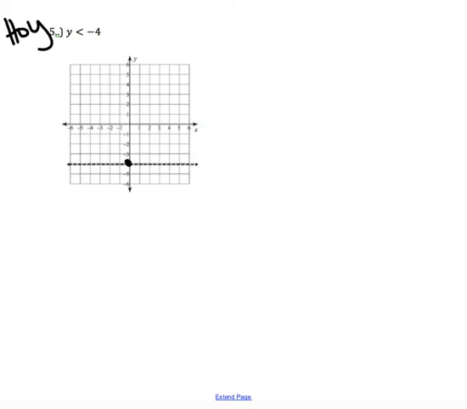And again, for my shading, this says I want all values less than, so y less than. So we're going to shade the values that would be less than negative 4, which would be down here.